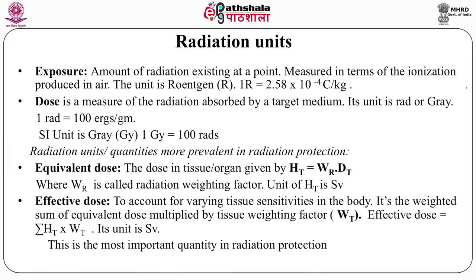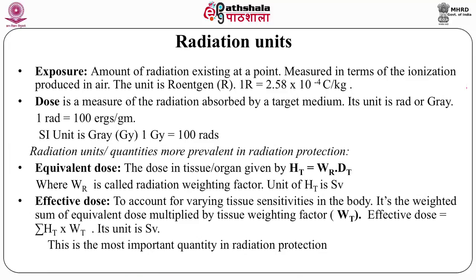Another unit for radiation measurement is dose. It is a measure of radiation absorbed by a target medium, that is, radiation energy absorbed in a medium. Its earlier unit was the rad, and the present-day unit is the gray. One rad was 100 ergs of energy deposited per gram of medium. The SI unit is 1 joule of energy per kg of medium. That will be called 1 gray of radiation.